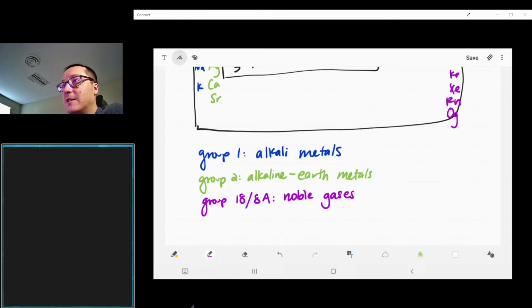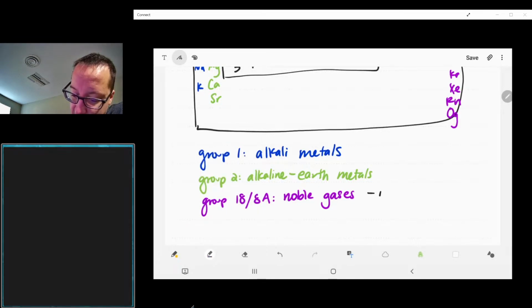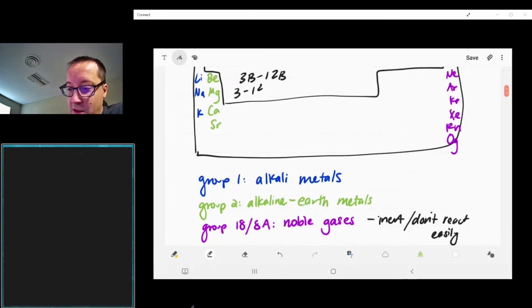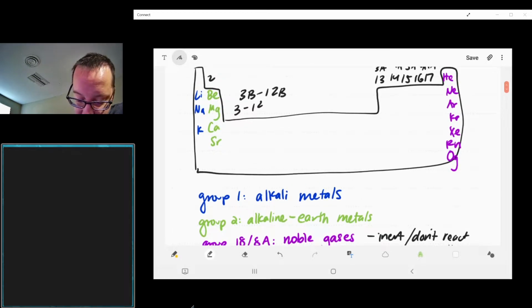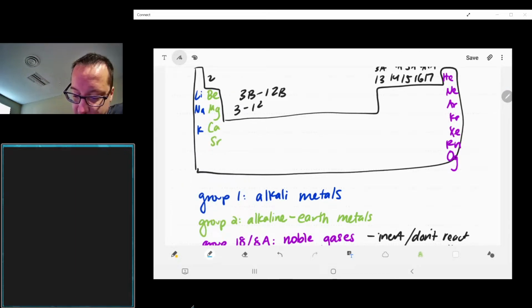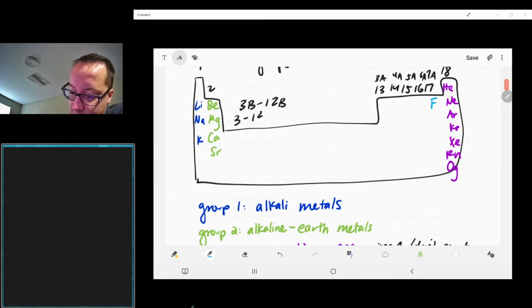The noble gases, though, are called noble because they are inert. They don't react easily. And we're going to see, of course, they're all going to be gases, hence noble gases. We're going to see that all of these elements that we're going to look at will want to be like noble gases. Noble gases are the elite of the periodic table. Everybody wants to be them. Anyways, continuing on here.